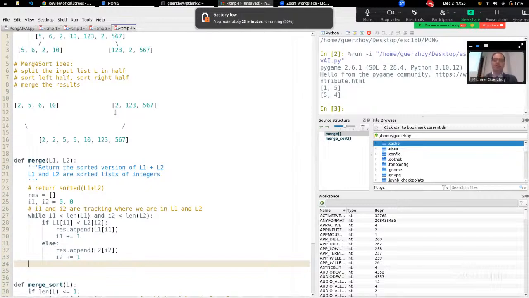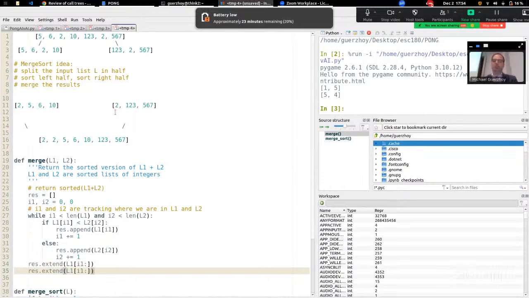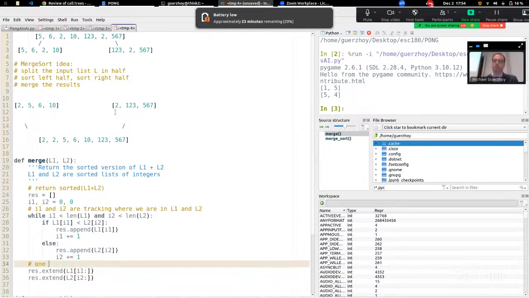But we don't care. We'll just extend result with the rest of L1 and also the rest of L2. One of those is going to be empty, because the reason we stopped the loop is either we ran out of elements from L1 or we ran out of elements from L2. Does that make sense?